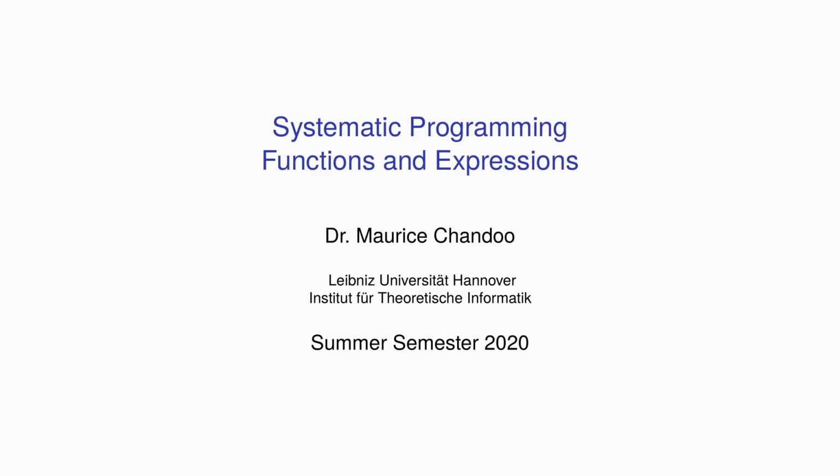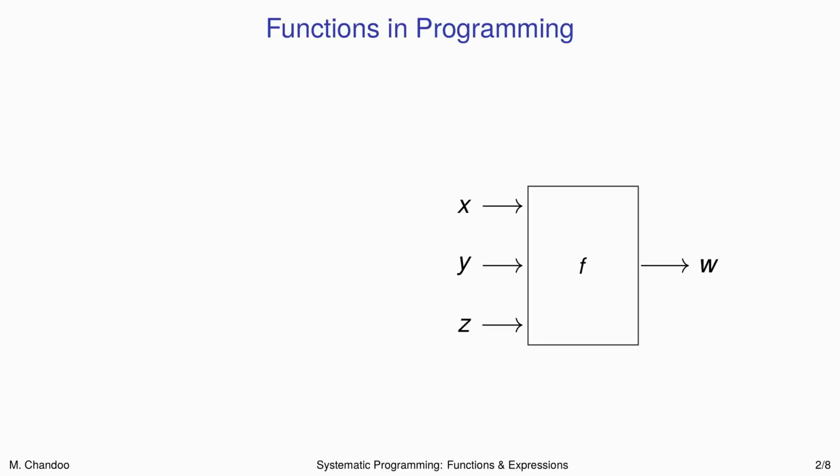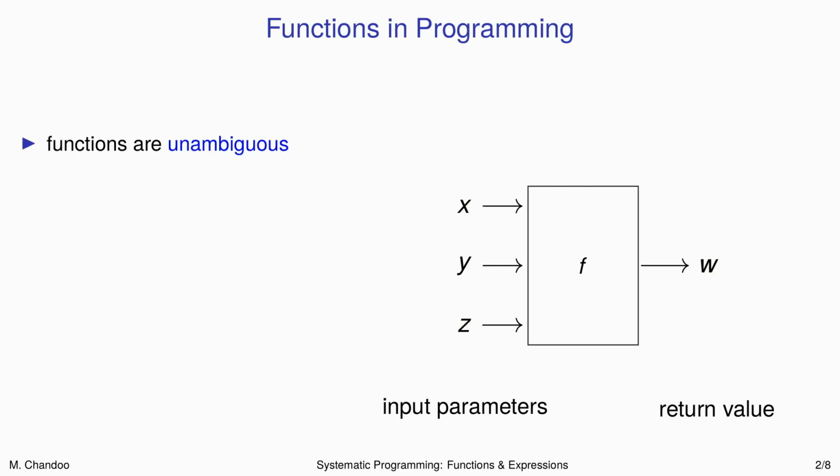Functions and expressions. A mathematical function consists of input parameters and a return value. The return value is uniquely determined by the values for the input parameters. Stated differently, there can only be one possible return value for a given input.